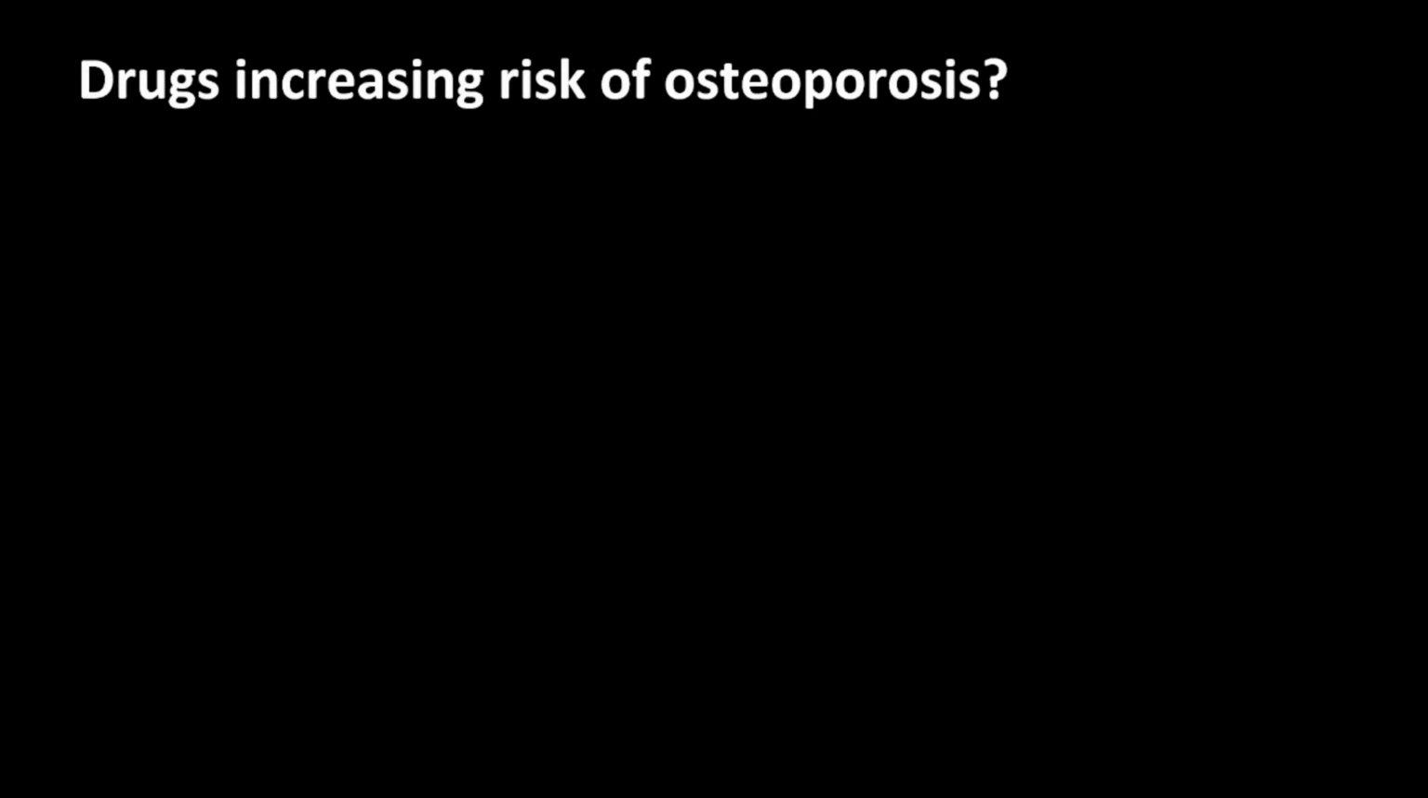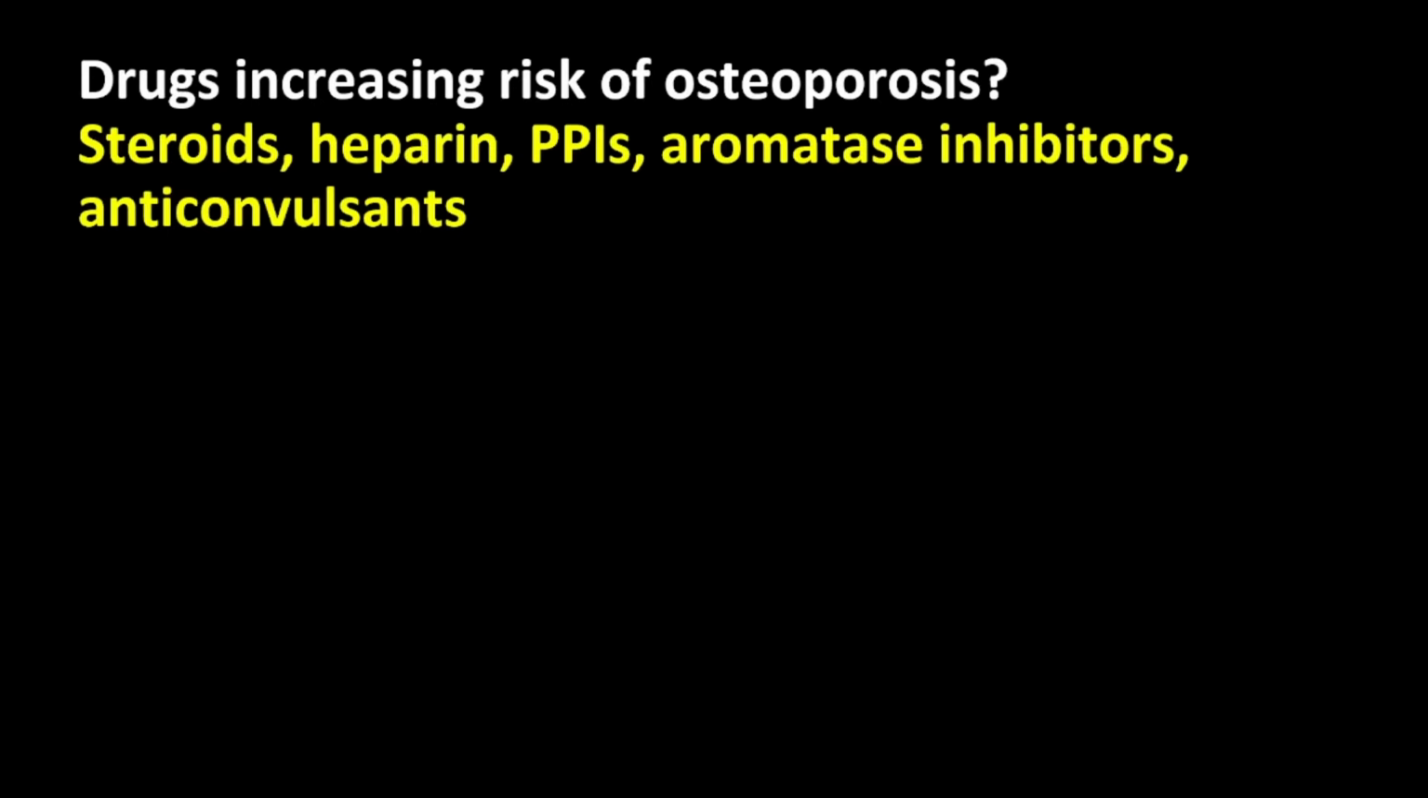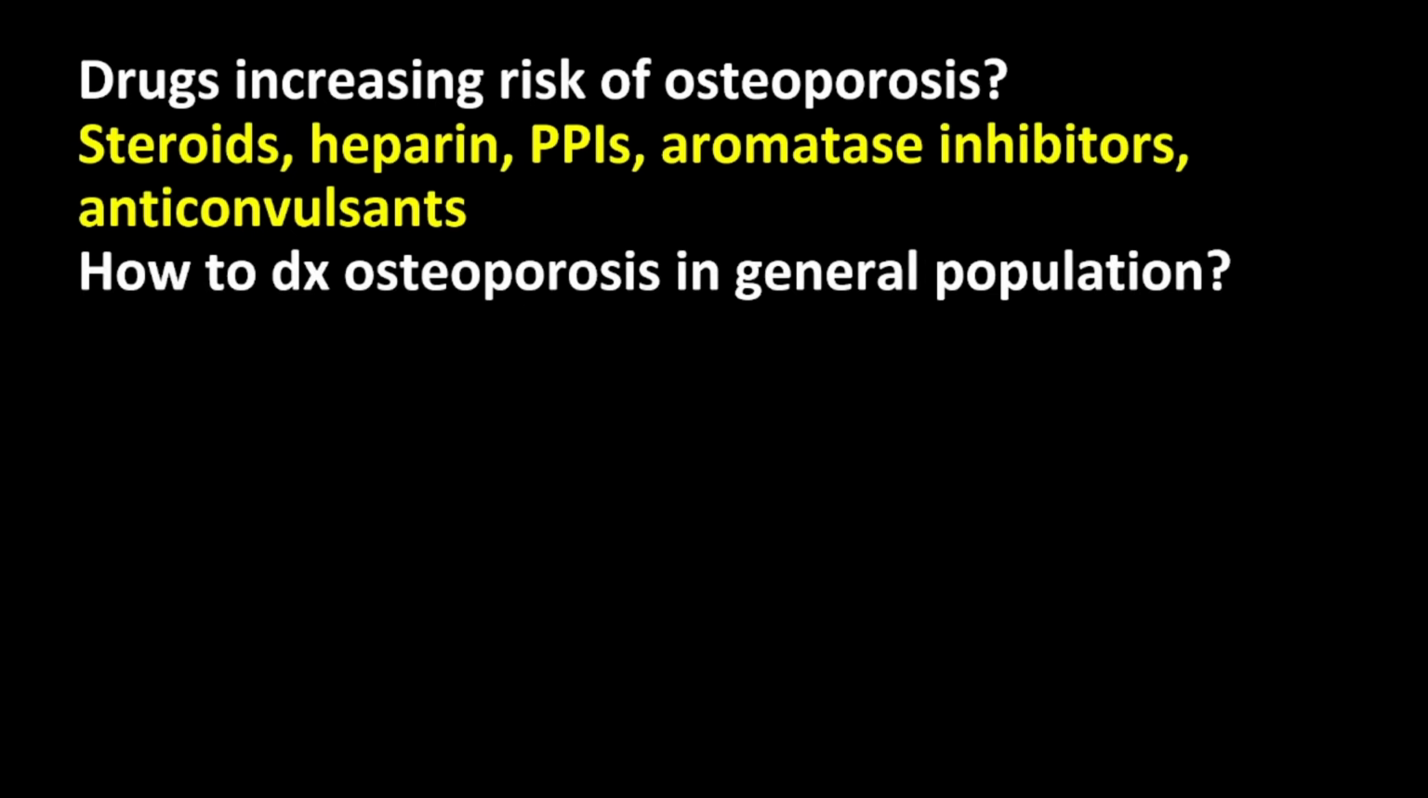Some drugs that increase the risk of osteoporosis. So what kind of drugs would increase risk of osteoporosis that are commonly tested? So these would be your steroids, heparin, proton pump inhibitors, aromatase inhibitors, and anticonvulsants. The way anticonvulsants work in increasing osteoporosis risk is they activate cytochrome P450. So these patients will have higher vitamin D catabolism.